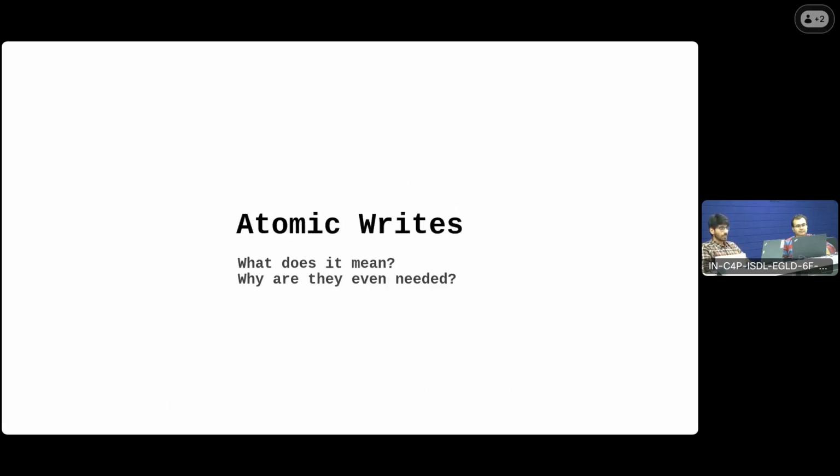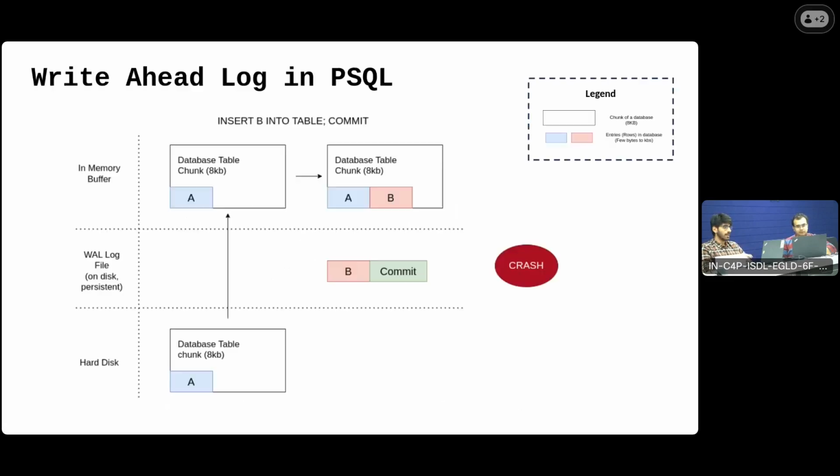So moving on. Let's start with atomic writes, what they are, and why they are needed. Before I start talking about atomic writes, I want to take you through how databases like Postgres currently journal or log their data, and where atomic writes come in and how they would help this process. To go through that, let's quickly go through write-ahead logging in PSQL. So let's start.